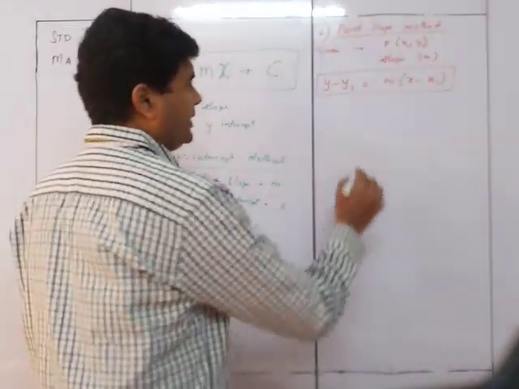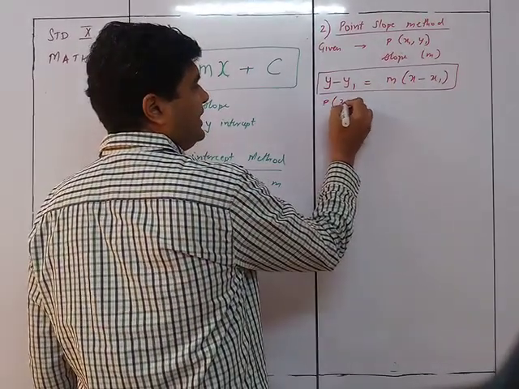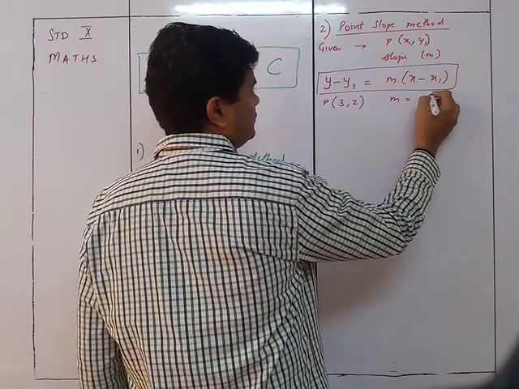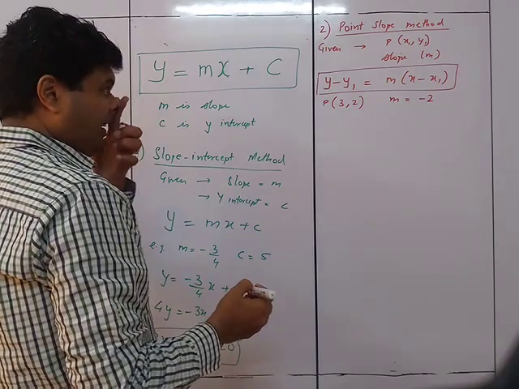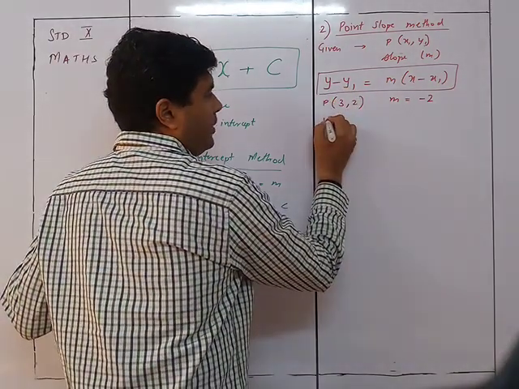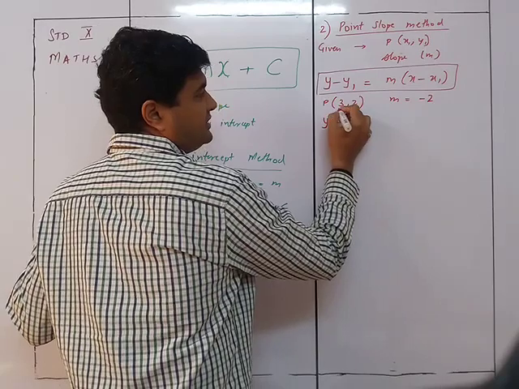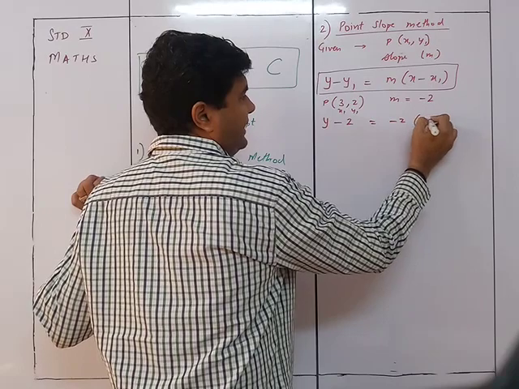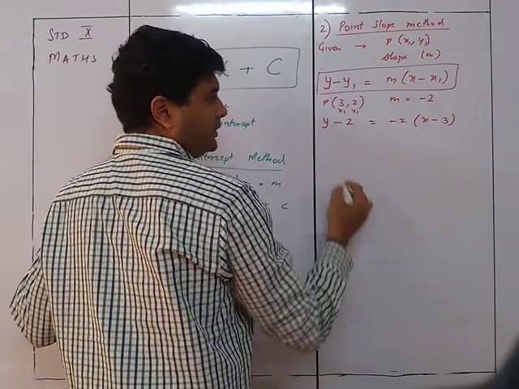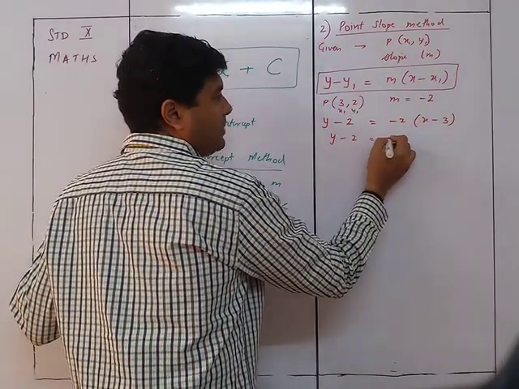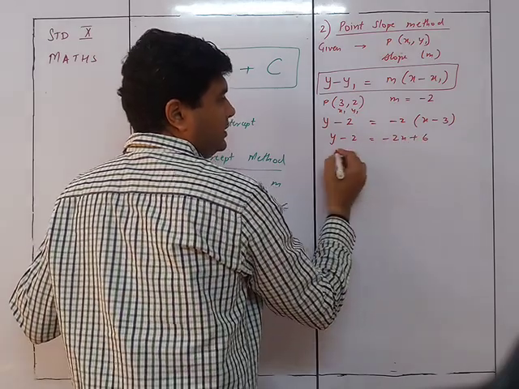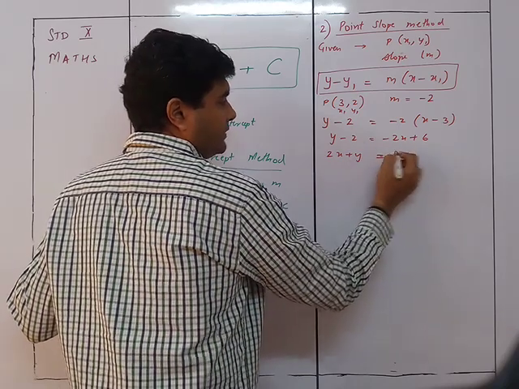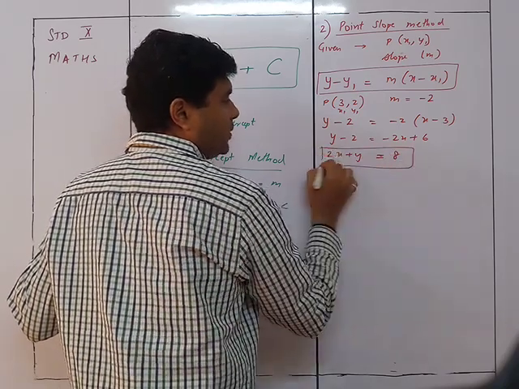Let's take an example over here. We take the point P as (3, 2), and the slope is, let's say, minus 2. Then what will be the equation? The equation will be y minus 2, because this is x1 and this is y1, is equal to minus 2 times (x minus 3). So this gives me y minus 2 is equal to minus 2x plus 6. So we get 2x plus y is equal to 8. So this is the required equation of the line.